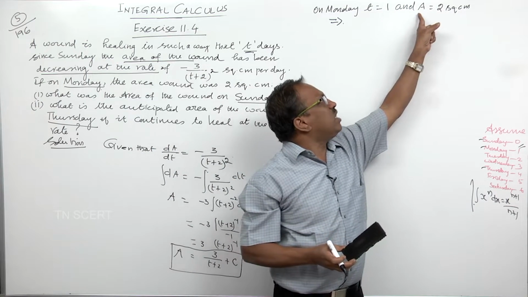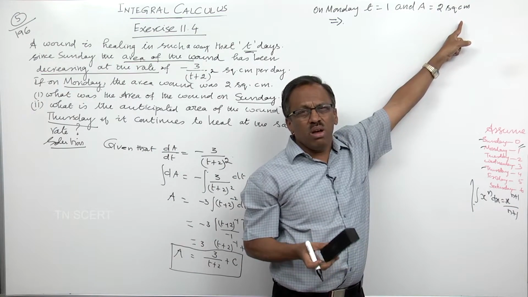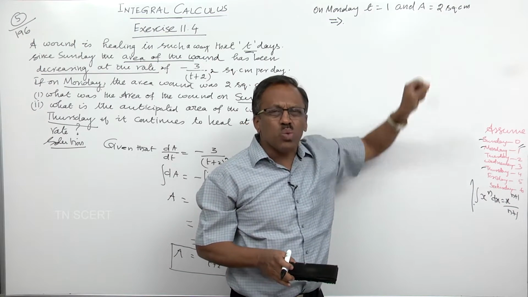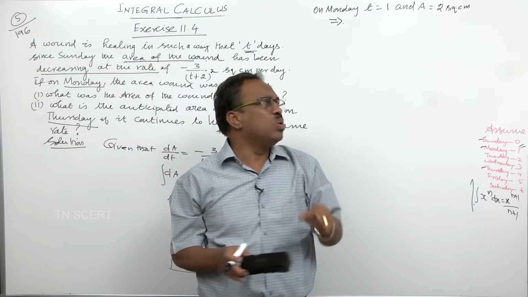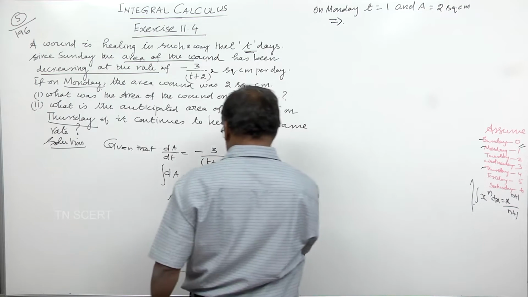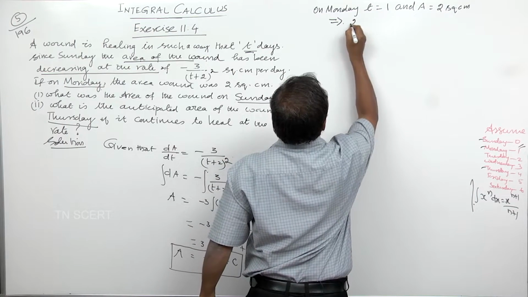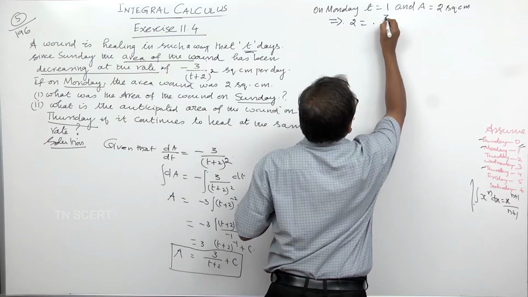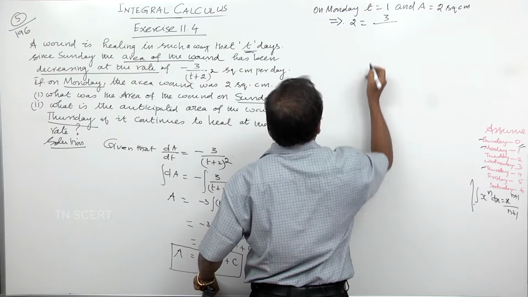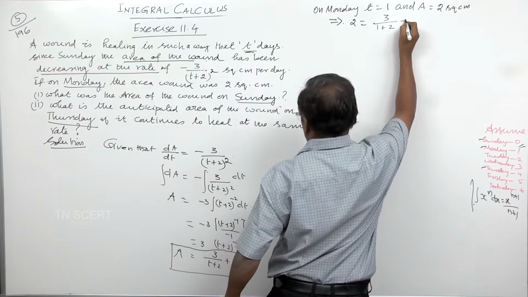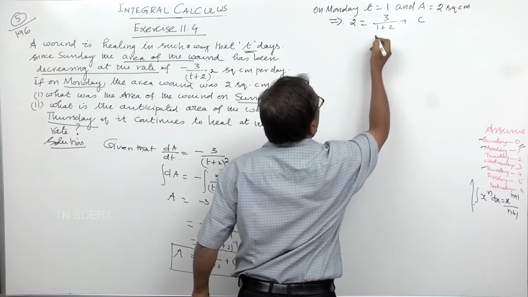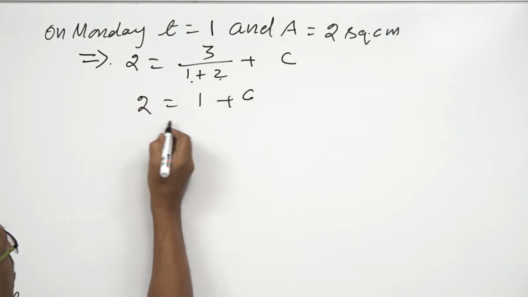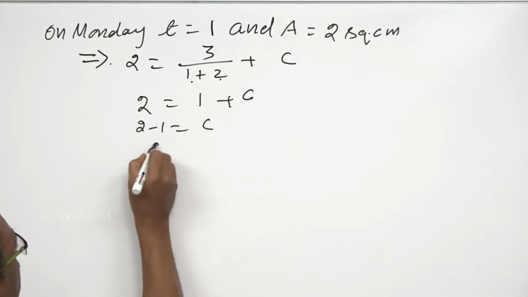One way, A is equal to 2 square centimeter. By calculation, we are taking T is equal to 1 because we assume that Sunday is 0. So here take A is equal to 2, you substitute in this part 3 by T, that is T is 1 here, 1 plus 2 plus C. So 3 by 3 it is 1 plus C, it is 2, that means 2 minus 1, which is C. C is equal to 1.